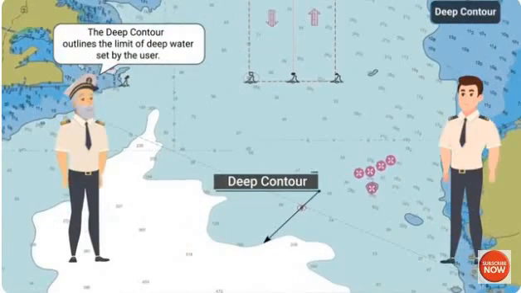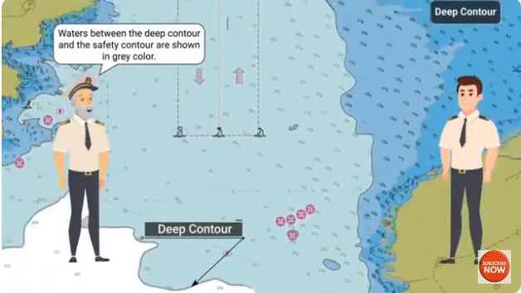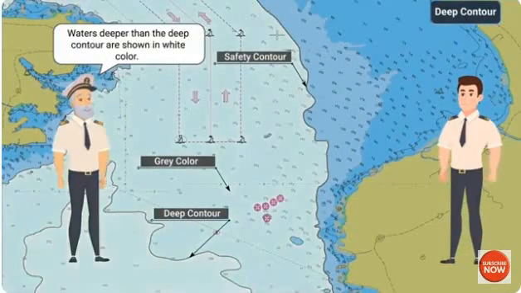The deep contour outlines the limit of deep water set by the user. Waters between the deep contour and the safety contour are shown in grey color. Waters deeper than the deep contour are shown in white color.